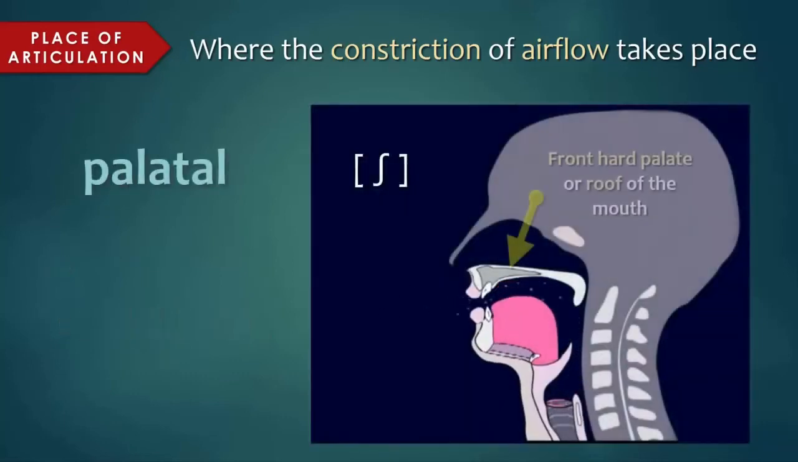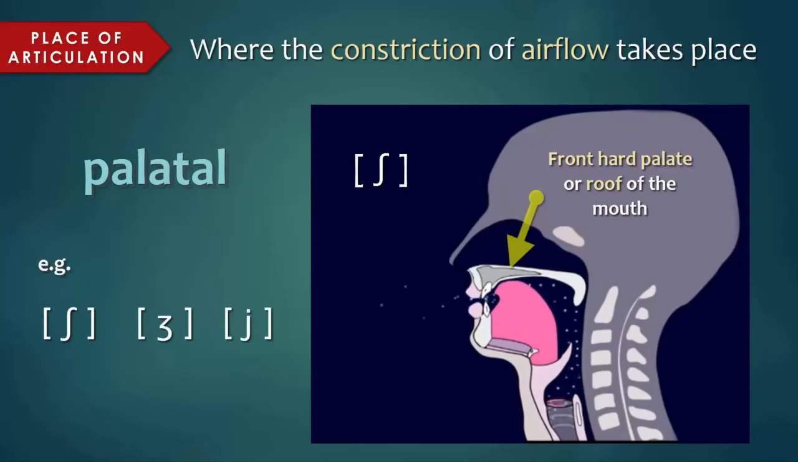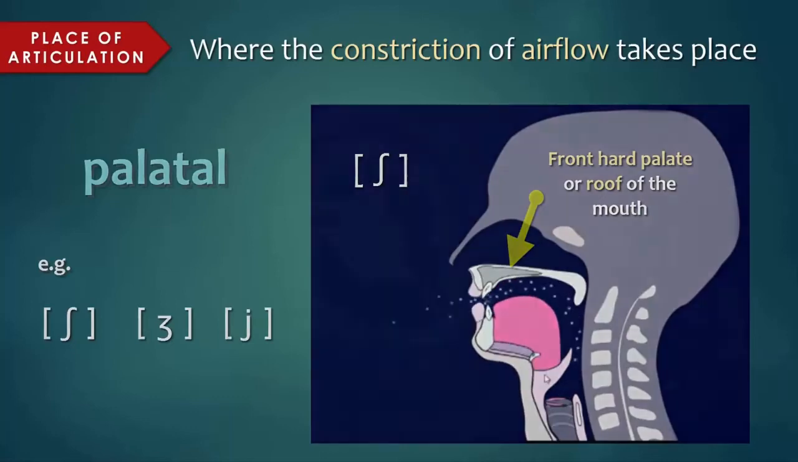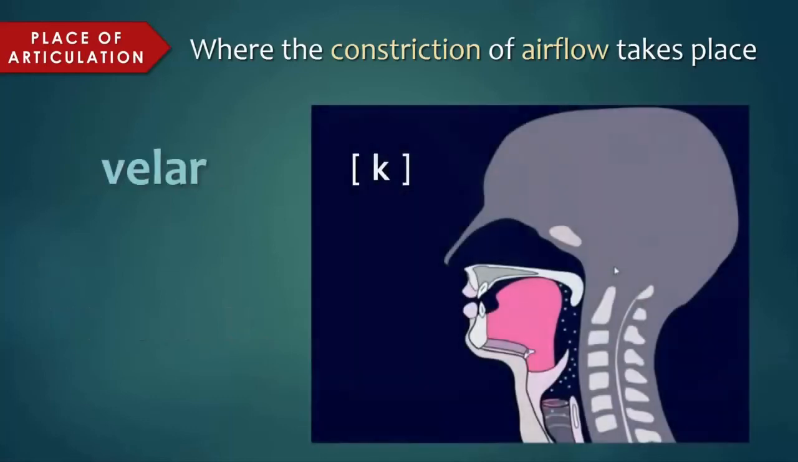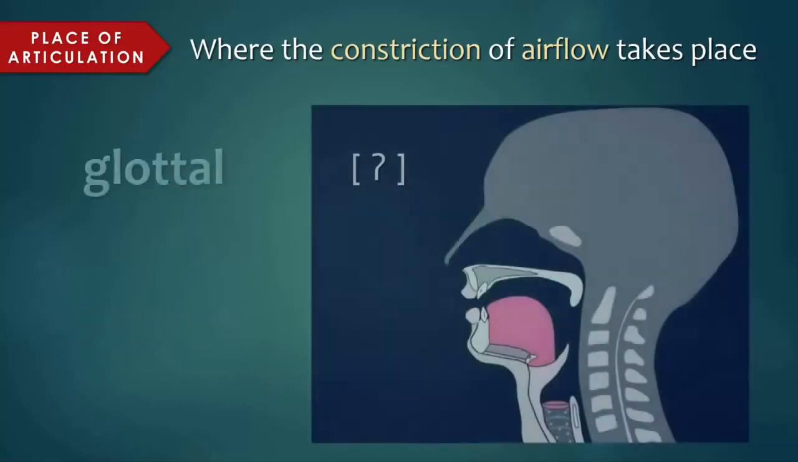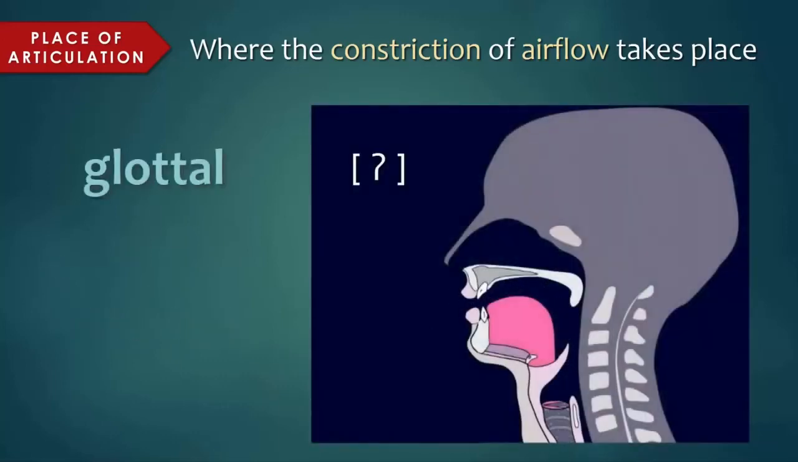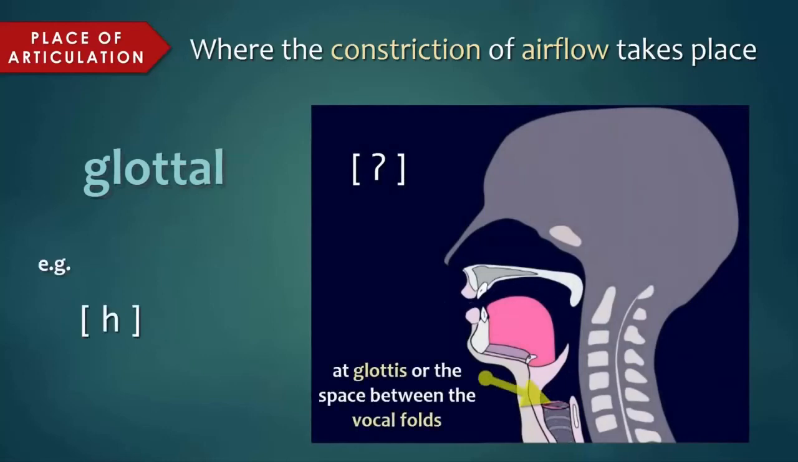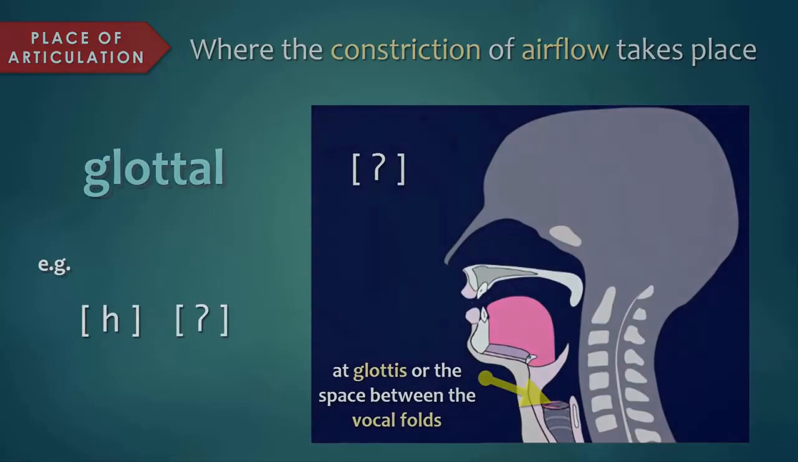Palatal sounds are produced at the hard palate or the roof of the mouth, such as sh, zh, y. Velar sounds are produced at the velum or soft palate, such as k, g. And glottal sounds are produced at the glottis or the space between the vocal folds, such as h, or the catch in the throat as in Batman.